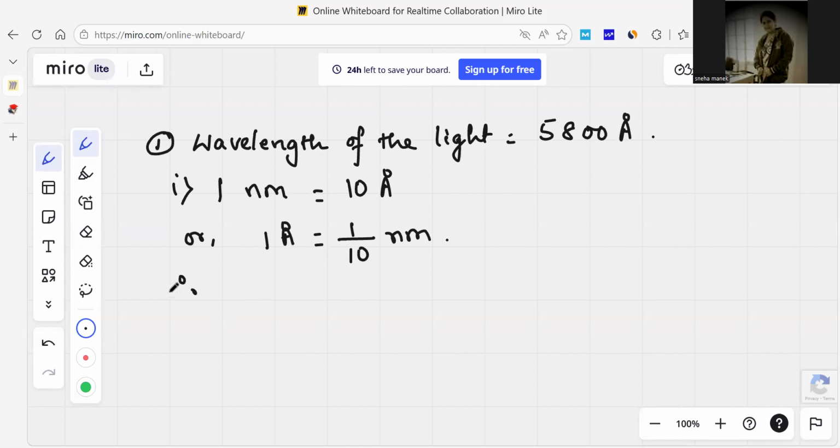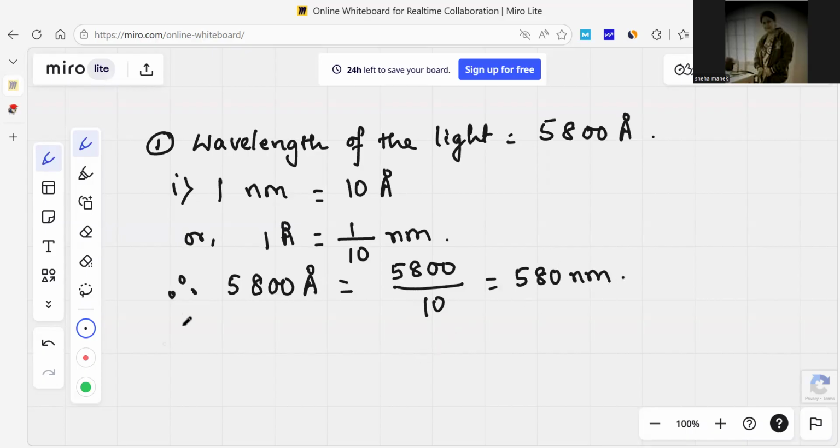So here we have 5800 angstrom, which we can write as 5800 by 10. That's equal to 580 nanometers, right? Now, the next part was to express this in meters. So what is 1 nanometer? 1 nanometer is 10 to the power minus 9 meters, right?